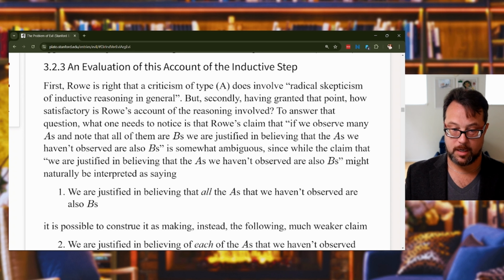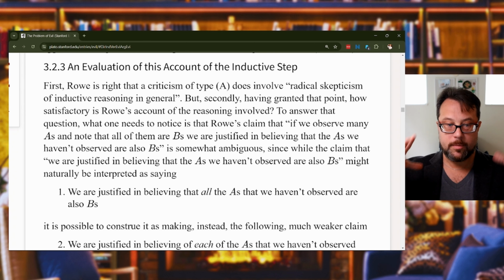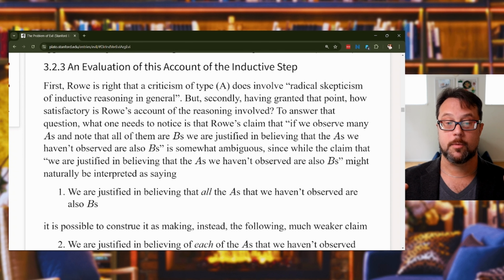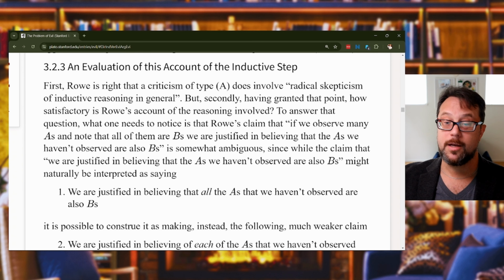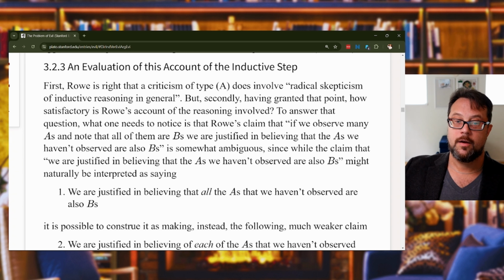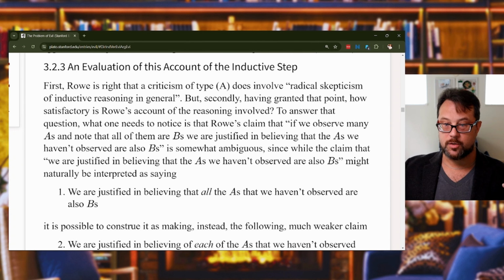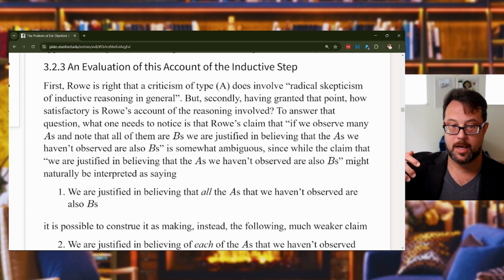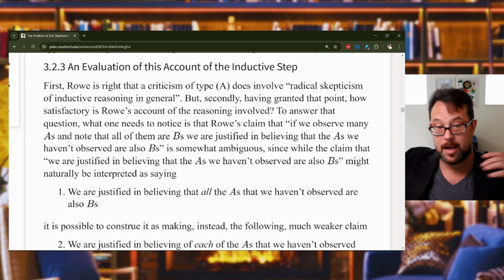Tooley notes that to answer that question, we need to know what's going on in Rowe's claim that, quote, we observe many A's and note that all of them are B's. We're justified in believing that the A's we haven't observed are also B's, is ambiguous, since the claim that we're justified in believing that the A's we haven't observed... So we go from, if we observe many A's and note that all of them are B's, we're justified in believing that the A's we haven't observed are also B's.